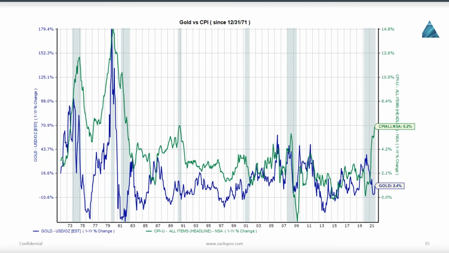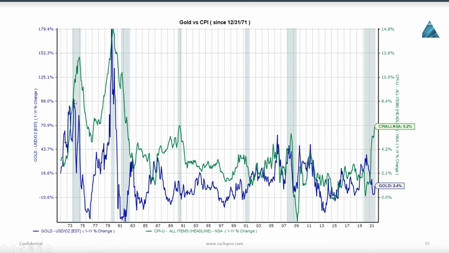We saw gold also have a very, very high rate of change as well. Gold hit a rate of change that essentially doubled. You can see that the rate of change of gold is on the left-hand axis, and the rate of change of the CPI is on the right side axis. And we saw a rapidly rising CPI index and a rapidly rising gold price as well.